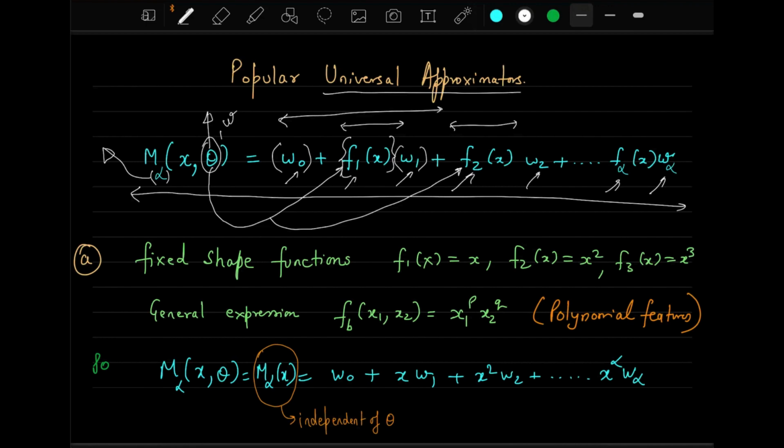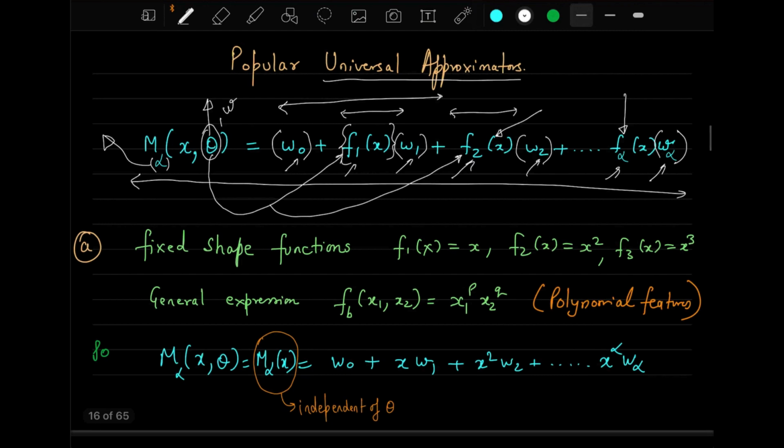So these are also tunable. You have to keep in mind that the w's are also tunable, and the thetas embedded in this function are also tunable. So let us discuss the popular universal approximators.